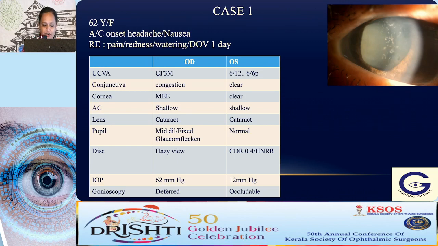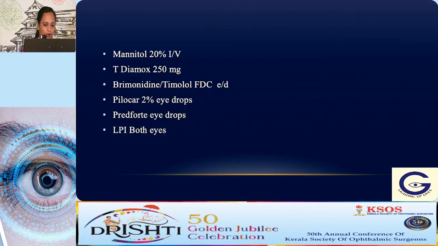Her intraocular pressure was 62 millimeters of mercury and the gonioscopy could not be done in that eye. However, the other eye gonioscopy showed occludable angles. So here the diagnosis is acute primary angle closure glaucoma, and the mechanism here is pupillary block. So you have to reduce the intraocular pressure first, for which you can use oral and topical anti-glaucoma medication.